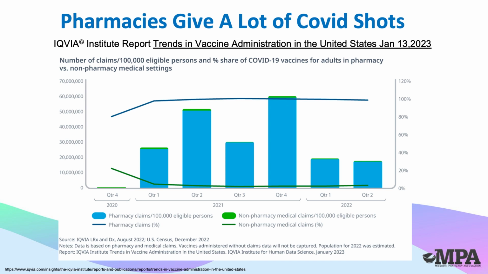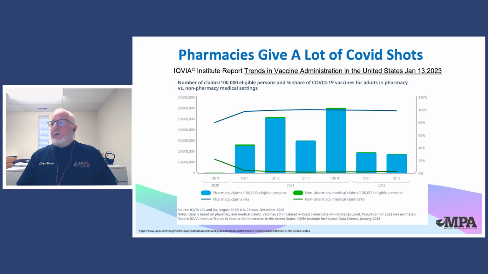We stepped out from behind the counter during COVID. We changed the perception of pharmacy. And if you'll look at this, I find this graphic from IQVIA extremely interesting. The area of green at the top of those blue bars is non-pharmacy medical claims for COVID vaccination. The blue areas are pharmacy claims. Look at the percent of COVID vaccination done by pharmacists as compared to non-pharmacy medical settings.